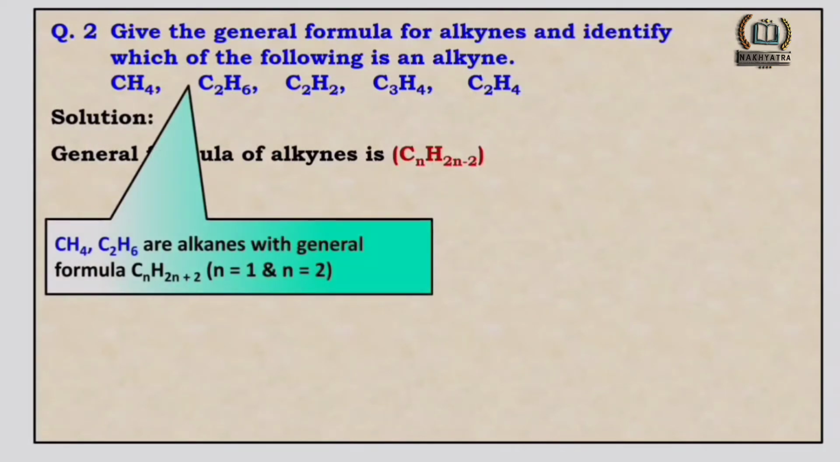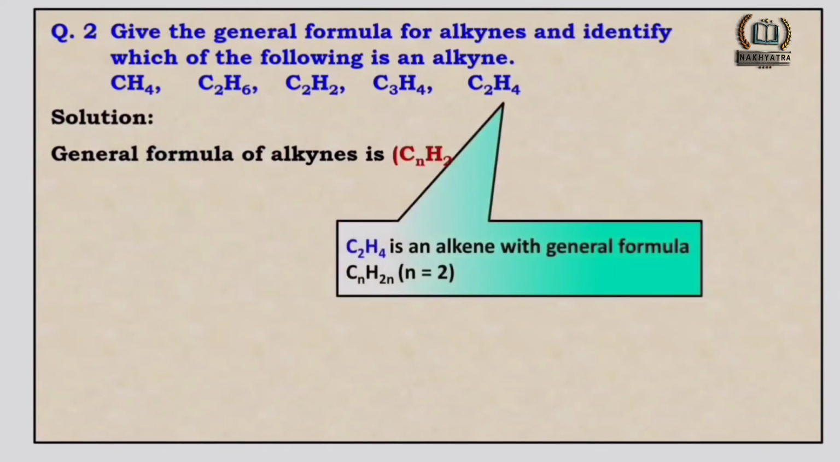Now next we have to identify which of the following is an alkyne. So first see, among these, CH4 and C2H6 are alkanes which have general formula CnH2n+2 where n equal to 1 and n equal to 2. We know that CH4 is methane and C2H6 is ethane. So they are not alkynes.